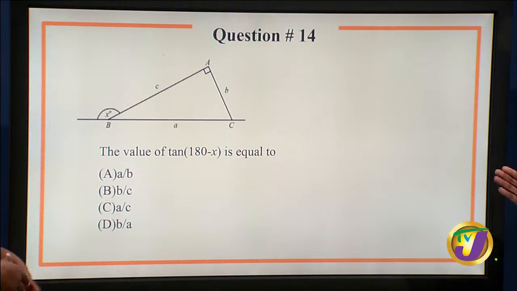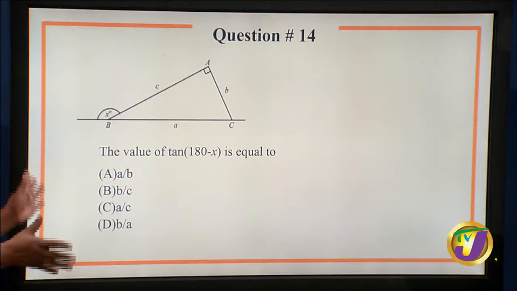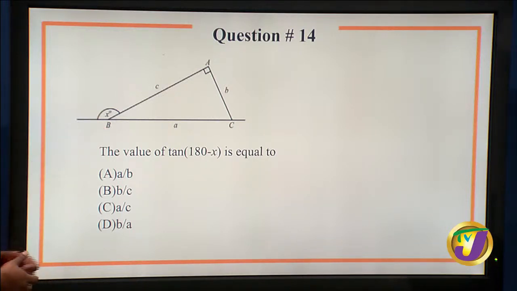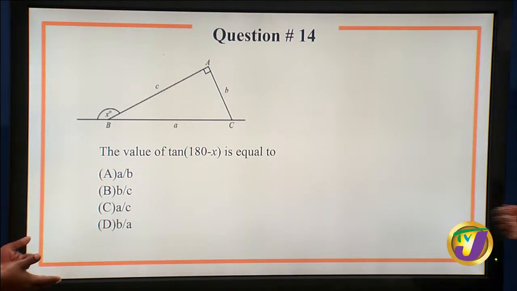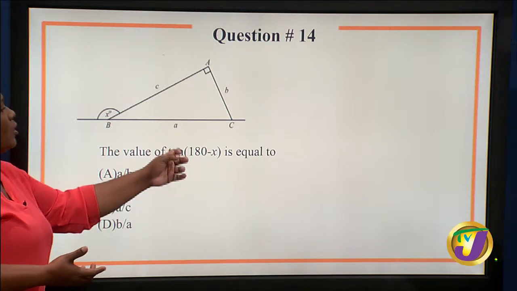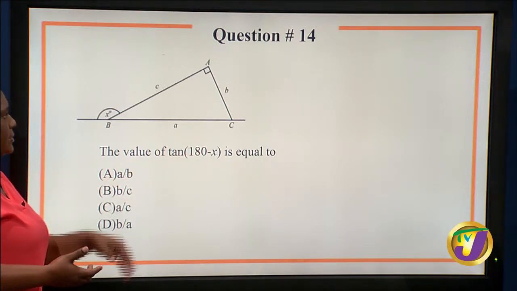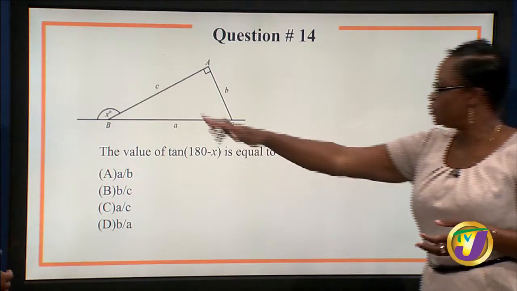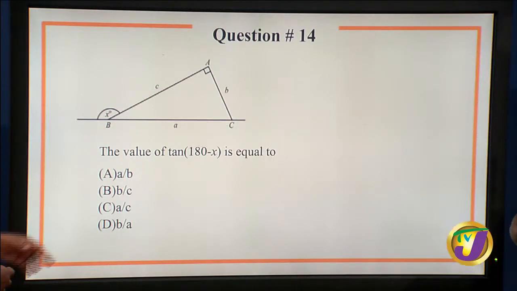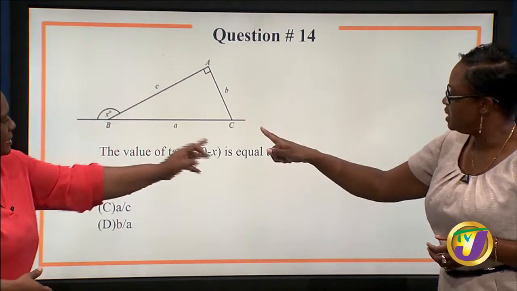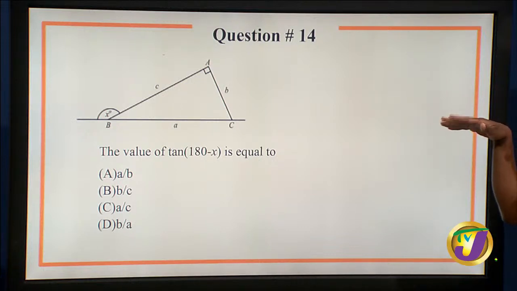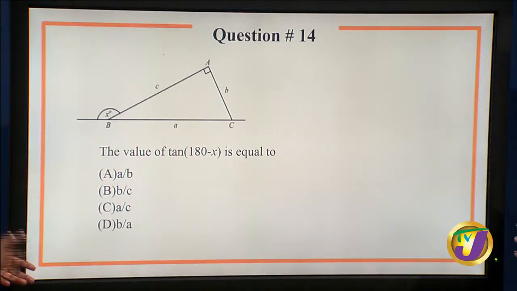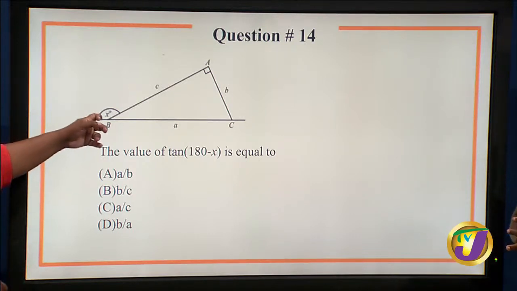180 subtracting x is equal to, wow. All right. So we are only given x on the diagram. But they are telling us that we need to find the tan of the angle 180 subtracting x. Where does that angle fit? It would fit at B. It will be at angle ABC. Because at B, that would be on a straight line, that would be 180 degrees. So we have two angles right there, and we know that one is x.